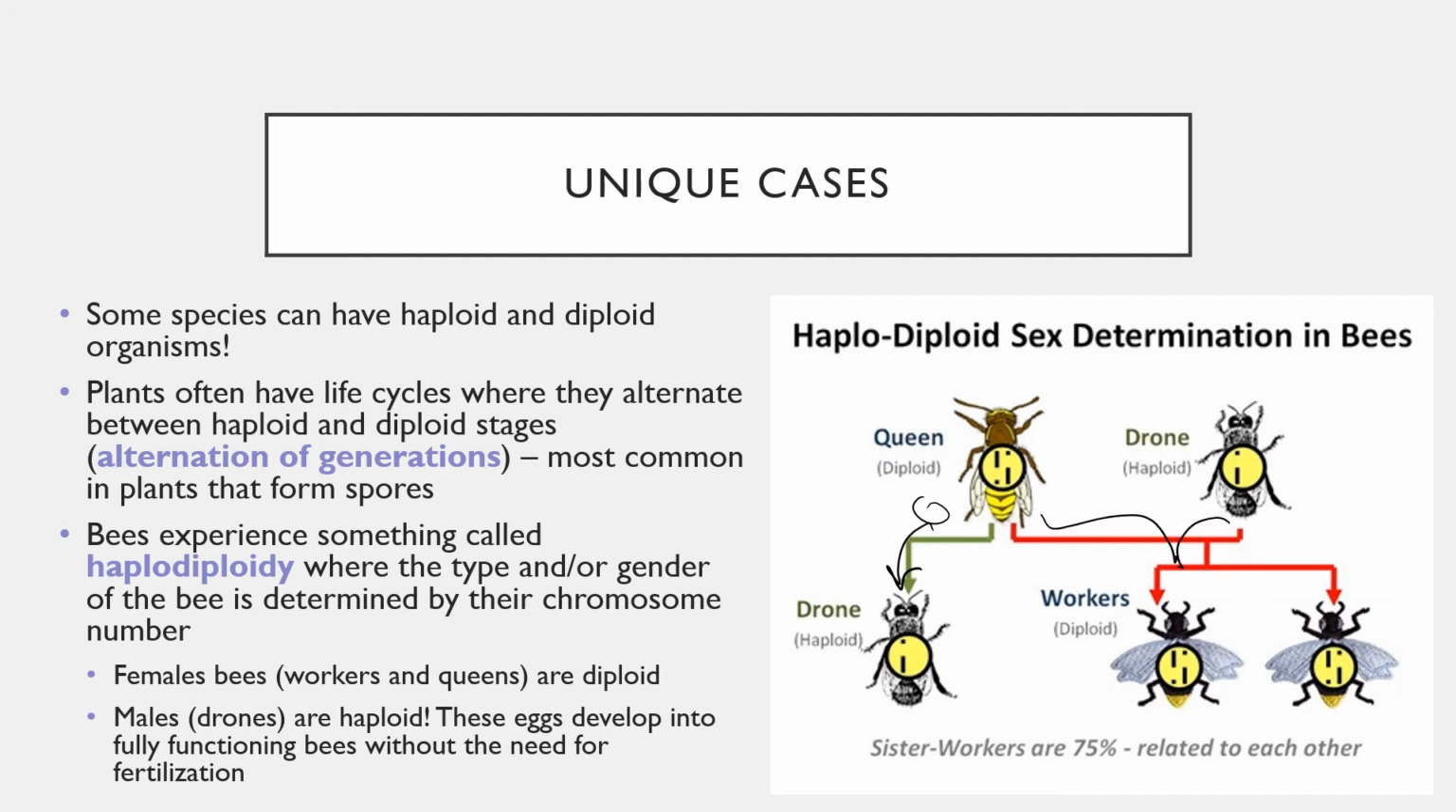Now, when a drone does happen to fertilize an egg, that egg can become a worker bee, and all worker bees are then female, or that one worker bee who's a female can be fed that royal jelly, and that female will then become a new queen.